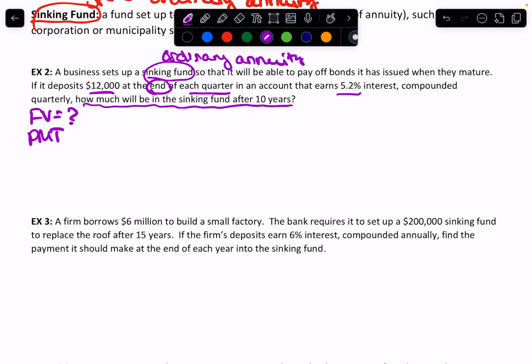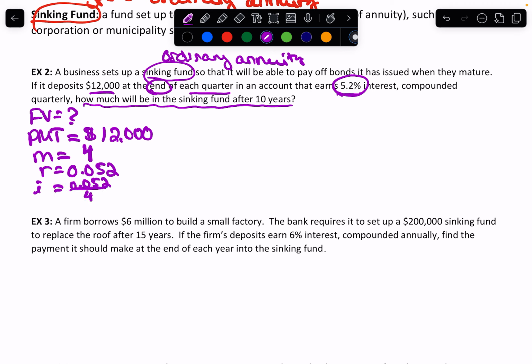The payment at the end of each quarter is going to be $12,000. Our M is going to be 4 because it is compounded quarterly. Our rate is 0.052, 5.2%. And now our I is going to be 0.052 divided by 4, which is 0.013. N is going to be 4 times 10, and that equals 40. So we didn't put T equals 10 over here. That's where that 10 comes from.